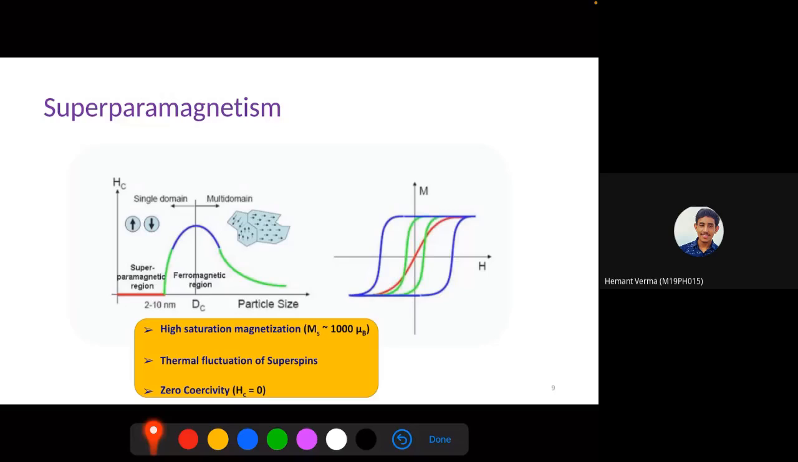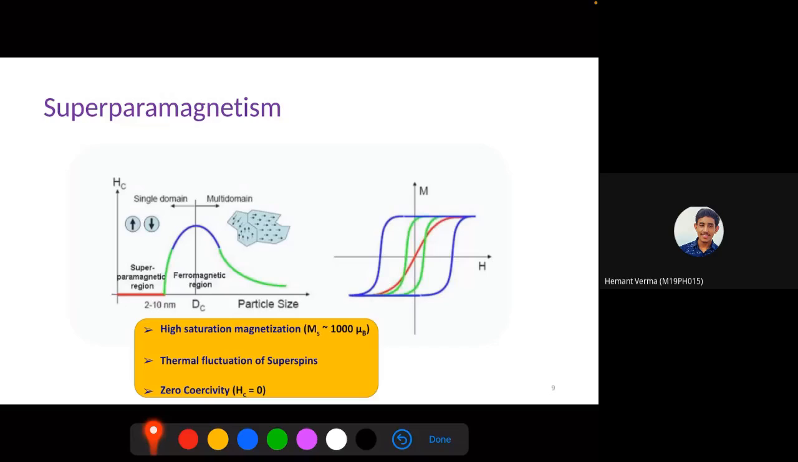Because in paramagnets, you have magnetic moments which are fluctuating due to thermal energy, and therefore the randomization happens, and you have zero magnetization, right? So in paramagnets, the net magnetization is zero. If you take an ensemble of paramagnets, or your spins or atomic moments, they are thermally fluctuating, and therefore they behave like, so they're called paramagnets, right?